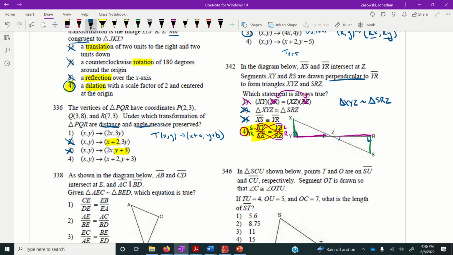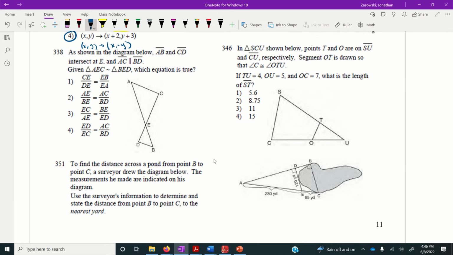And in number 1, I'm multiplying by 2 different things. And remember, that's like a dilation. That's a vertical stretch and a horizontal stretch. So this is also out. So I would want to pick choice 4 because it's preserving distance and angle measure. Now, another example you might see is xy becoming, let's say, x negative y, which is a reflection over the x-axis. This still preserves distance and angle measure, just not orientation. So if that came up, we would want to pick a reflection.